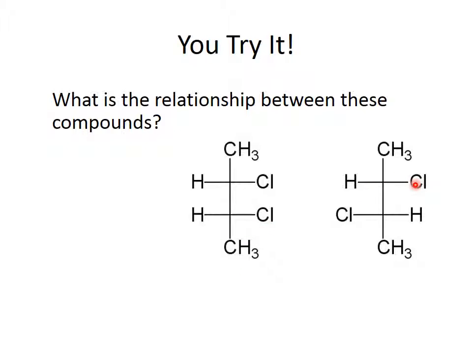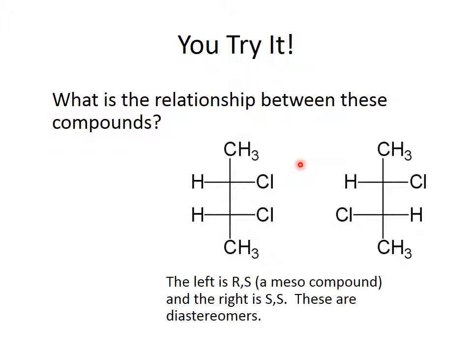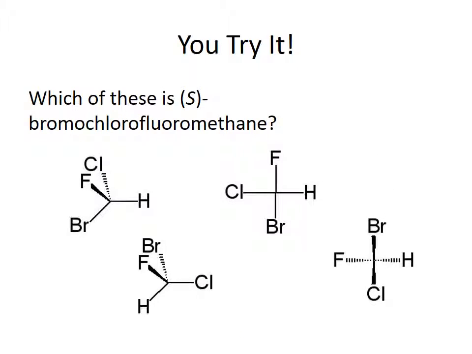If I look over here, this one is 1, 2, 3, hydrogen out, clockwise rotation, so this is S. If I look at this one, 1, 2, 3, clockwise rotation, hydrogen out, so it's S. So the assignments are S, R, and over here, S, S. These two are diastereomers. This one is actually a meso compound.